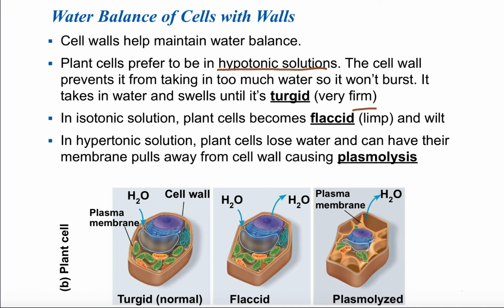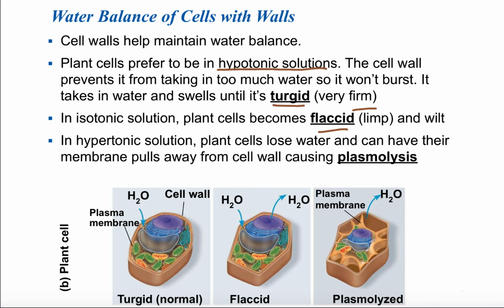When they're in isotonic solution, while they may not be dead, they're not as firm as they can be, and they kind of tilt over and are a little bit limp. We call that flaccid. And the term for nice, full, plump cells is turgid. Turgor is the state of having extra firmness from water.